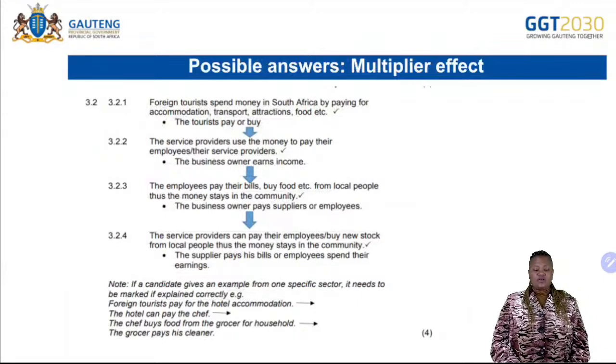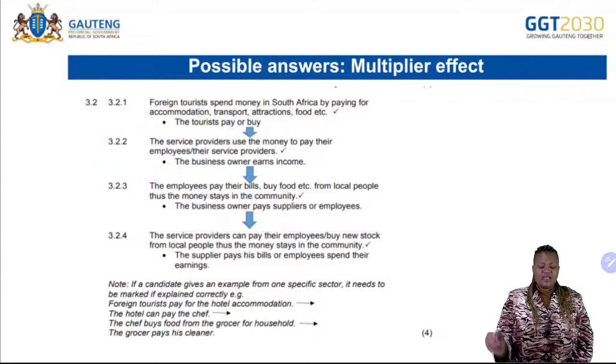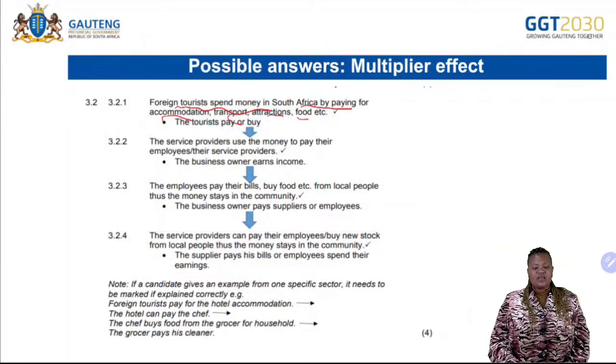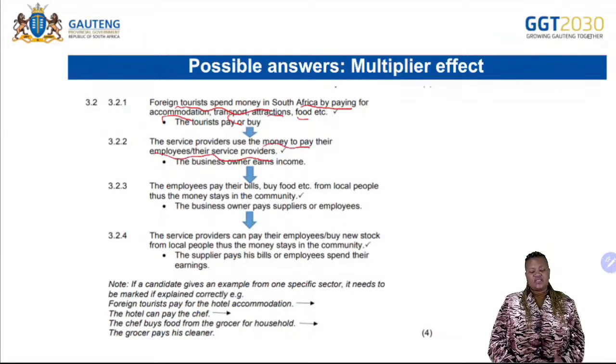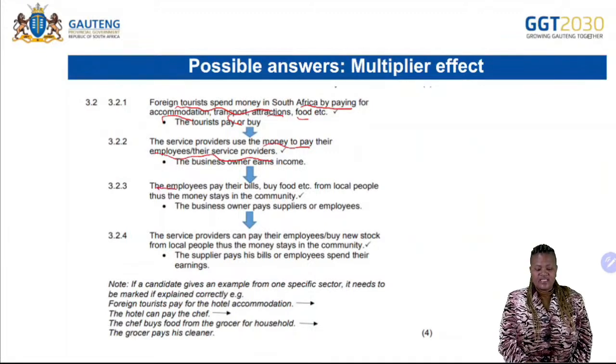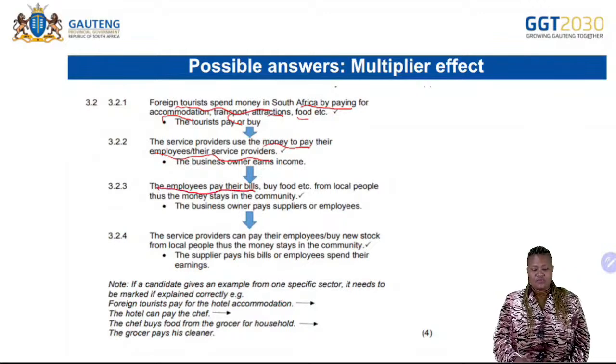So if we look at 3.2.1, these are possible answers of the multiplier effect. Remember that the previous step on the diagram says the foreign tourist spends money in South Africa by paying for accommodation, transport, attractions and food. At 3.2.2, they say these service providers use the money to pay their employees. The business owner earns money. The employees pay their bills and buy food from local people, thus the money stays in the community.